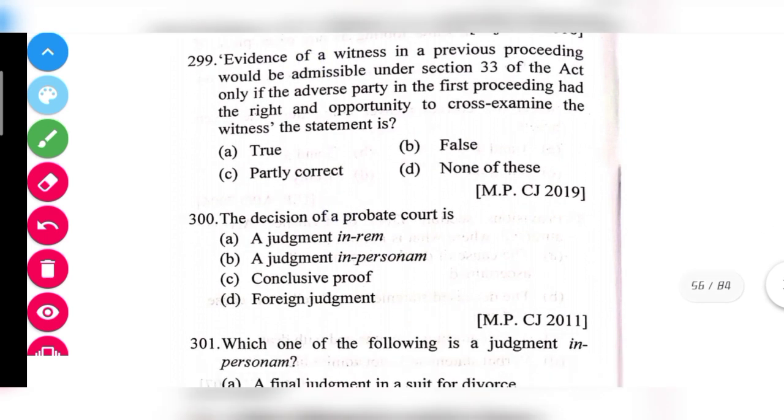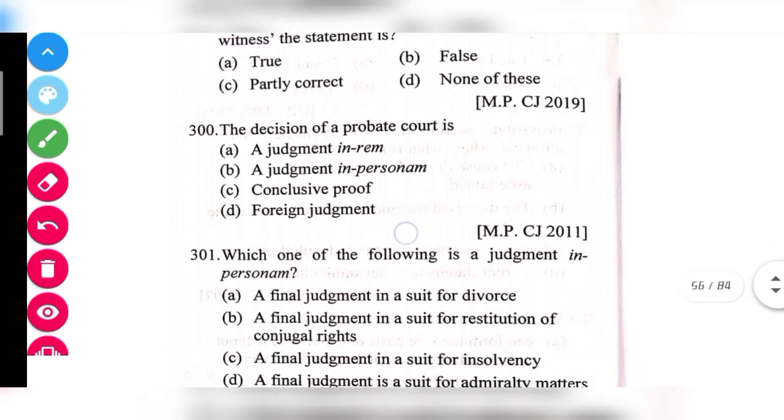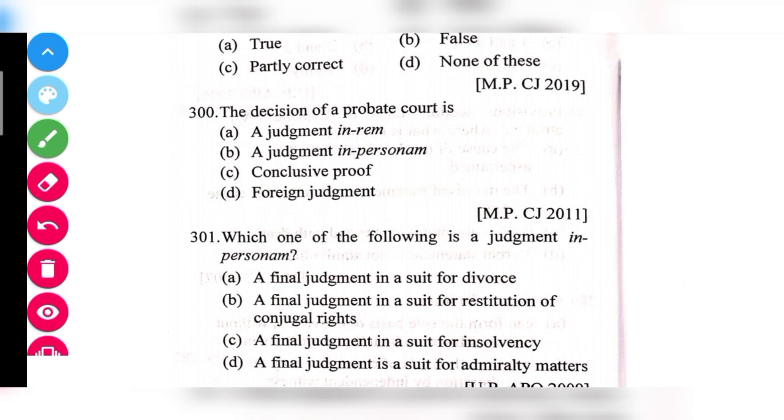299. Evidence of witness in a previous proceeding would be admissible under Section 33 of the Act only if the adverse party in the first proceeding had the right and opportunity to cross-examine the witness. The statement is 299. Answer is A. 300. The decision of a probate court is. Answer is A.